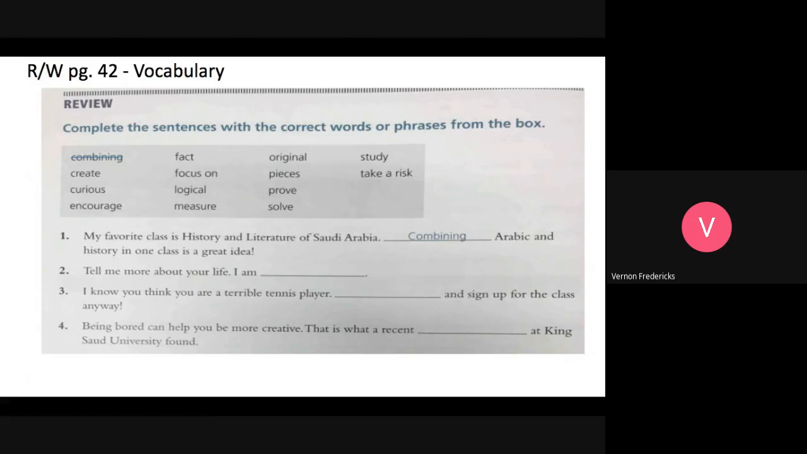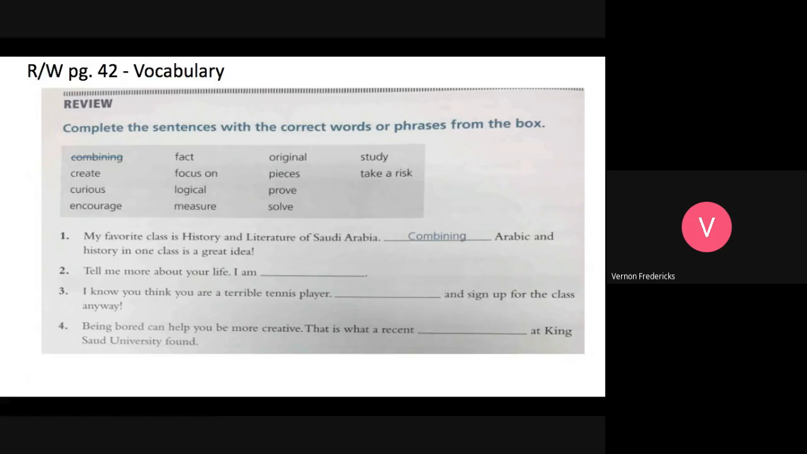In the box we have, complete the sentence with the correct words or phrases from the box. In the box we have combining, create, curious, encourage, fact, focus on, logical, measure, original, pieces, prove, solve, study, take a risk. Okay, number one. My favorite class is history and literature of Saudi Arabia. Combining Arabic and history in one class is a great idea.